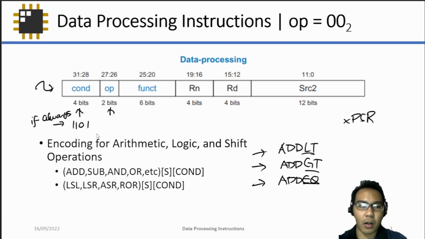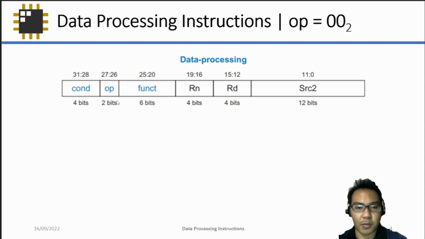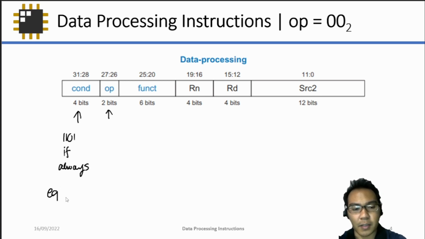Opcode. So opcode is actually the one that, okay, let's switch here. So this is 1101 if always, and something else if not. So actually if equal, if I remember correctly, that's 000. So yeah, condition varies depending on this part of your instruction.